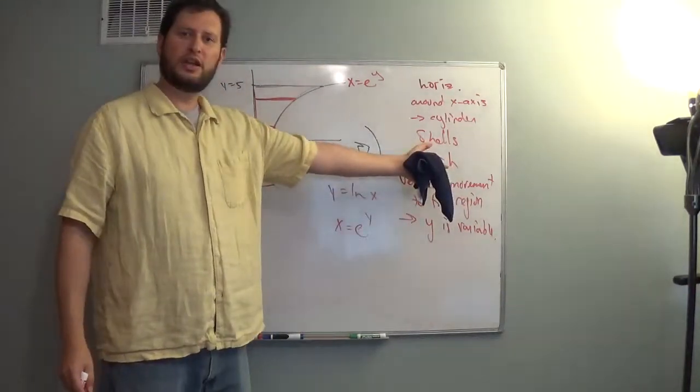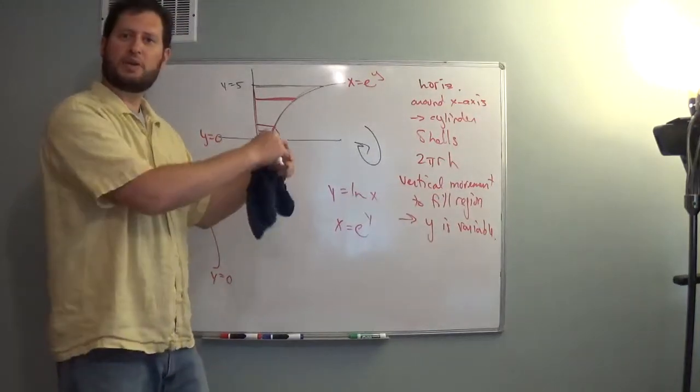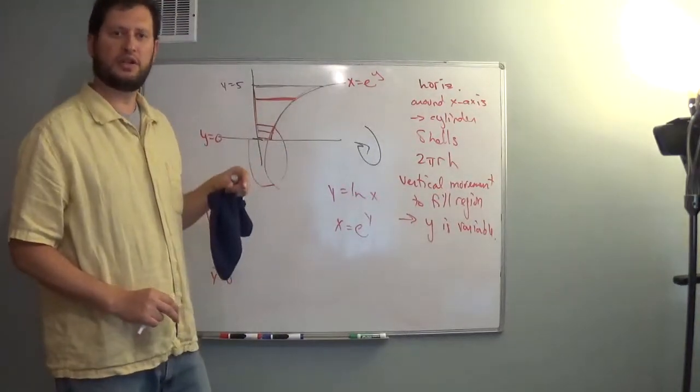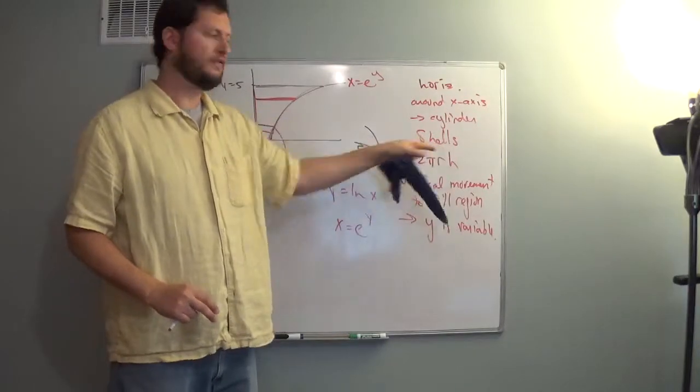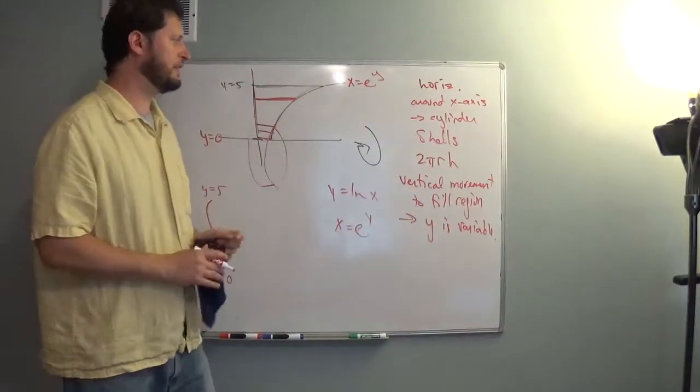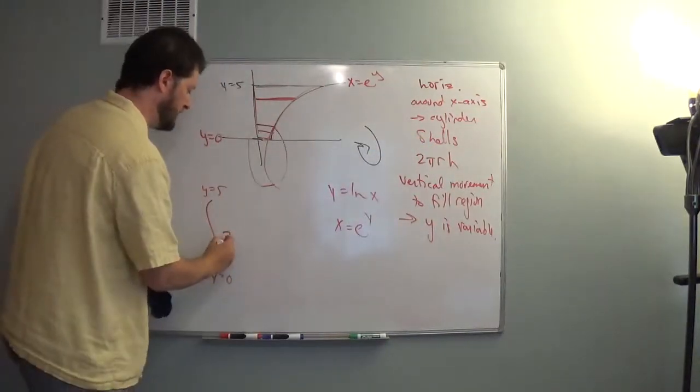2 pi RH is the area that we get. Then we're going to integrate that across the entire region. So we want 2 pi RH evaluated from 0 to 5, and that will fill out the entire region in question. 2 pi is fine.